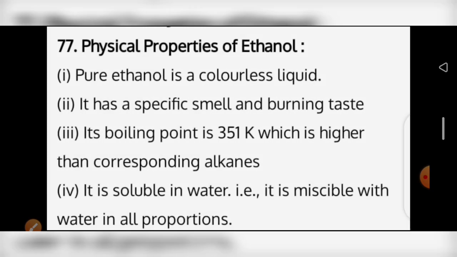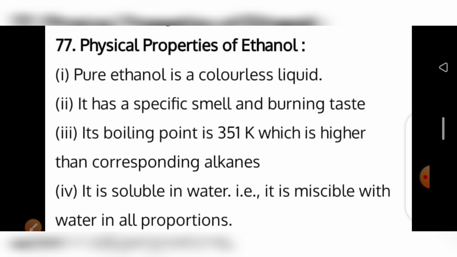Okay, next, physical properties of ethanol. Ethanol is a colorless liquid. It has a specific smell and burning taste. Its boiling point is 351 Kelvin, or otherwise 78 degrees Celsius, which is much higher than that of its corresponding alkane. The boiling point of ethane is 184 Kelvin. Okay, it is soluble in water. It is miscible with water in all proportions.